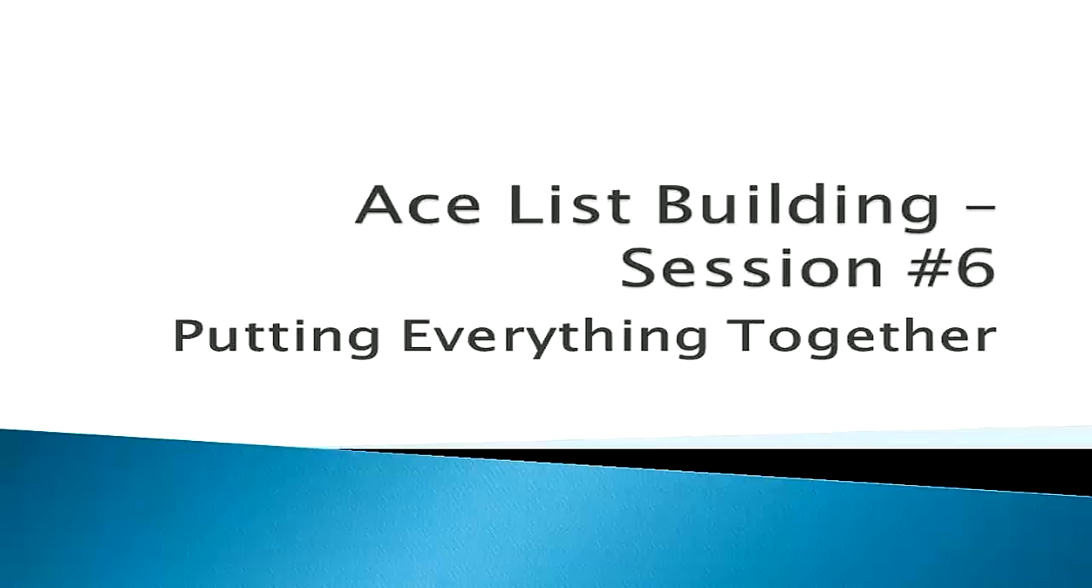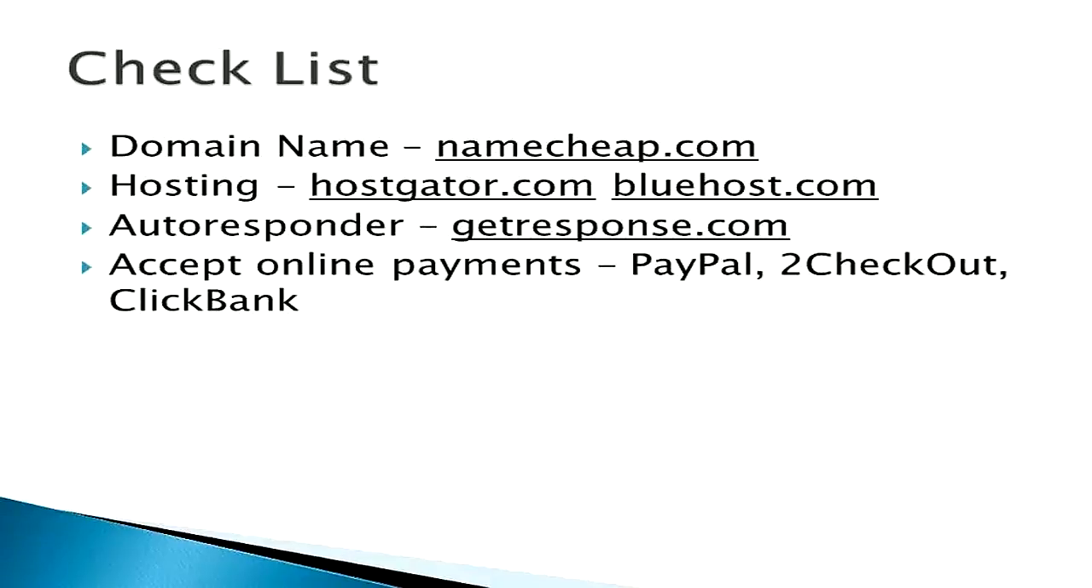The first thing we are going to go through right now is the checklist. Checklist: domain name, namecheap.com. Hosting, hostgator.com or bluehost.com. Autoresponder, getresponse.com. Accept online payments, PayPal, 2Checkout, or ClickBank. Make sure you have all of these purchased, downloaded, and in place.